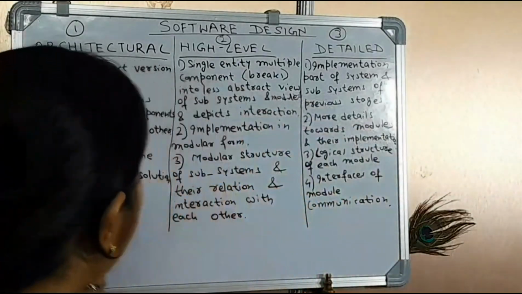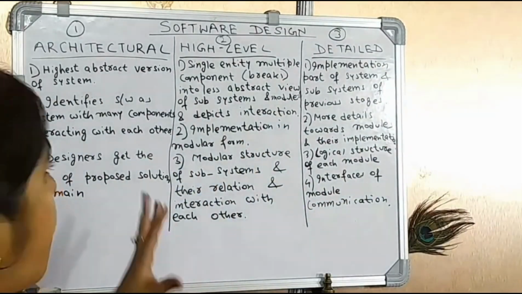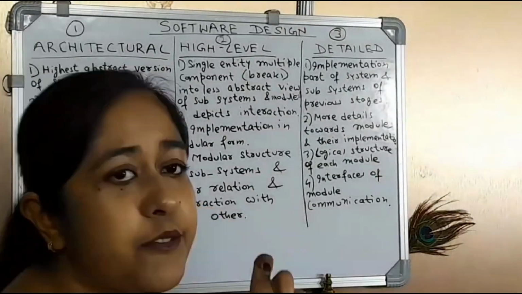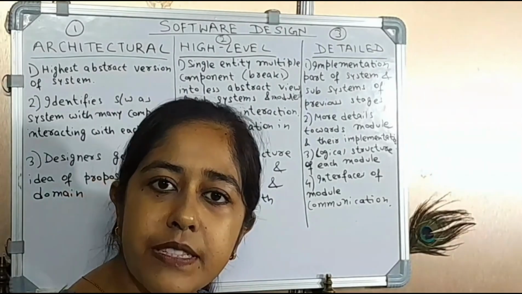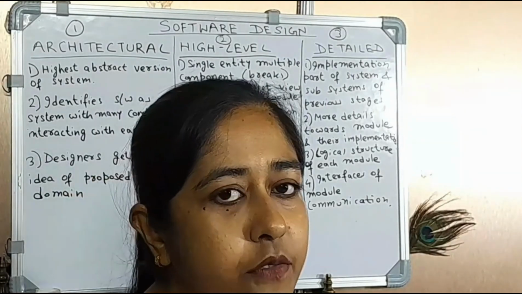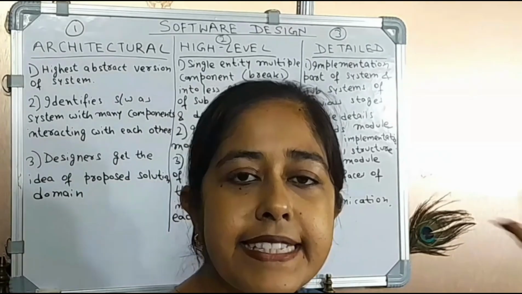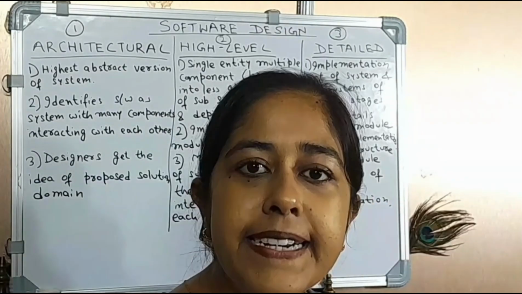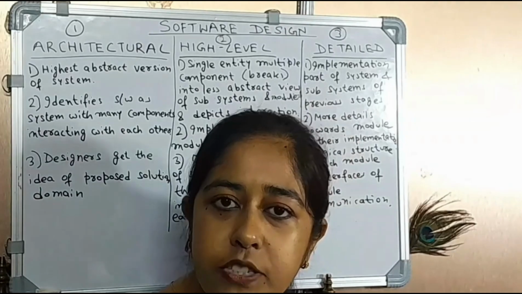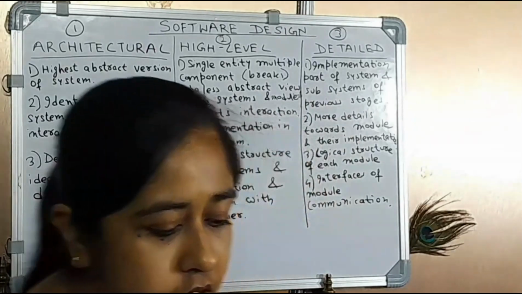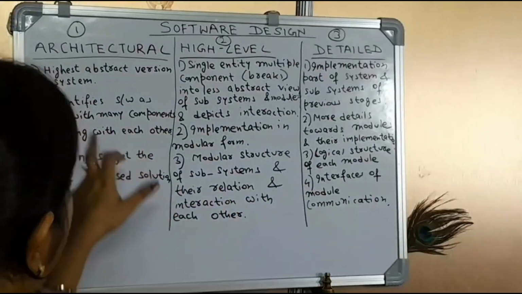So first of all, our architectural designing phase. What is it? It is the highest abstract version of our designing phase, which means it's the highest version. Here, whatever we do, we are basically changing our SRS document into a particular designing format. So that is our software design. Let's see next what there is.